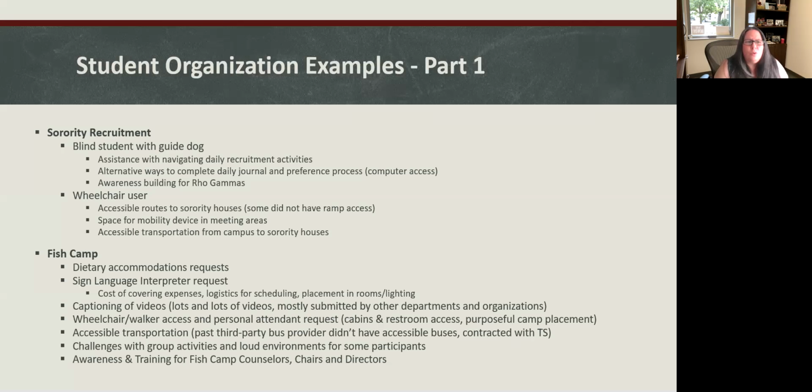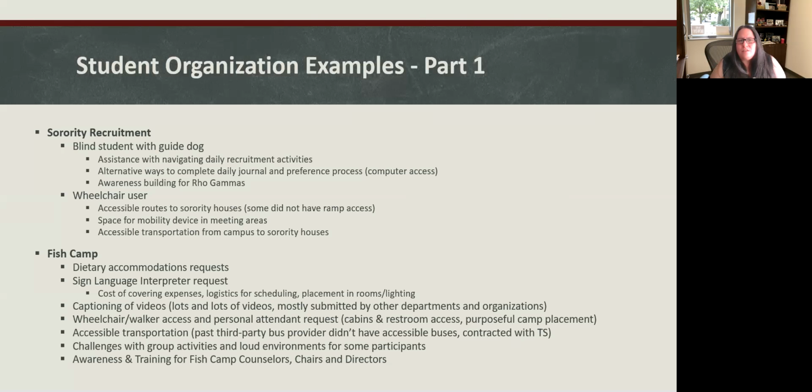About 2 or 3 years ago, they had a wheelchair user sign up for a sorority recruitment. The reason we found out is because they called our office to ask, do you have a portable ramp that we could borrow to install at the houses? Because some of the houses don't have ramps. And that's not something our office is going to do, and it's not usually the best answer, because portable ramps are usually not going to be safe, or you have to check that.